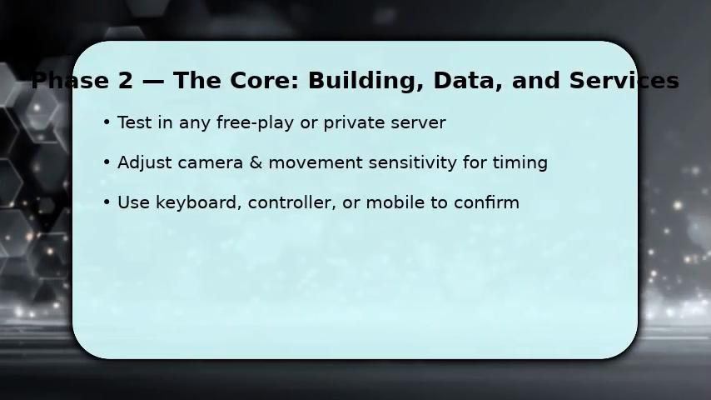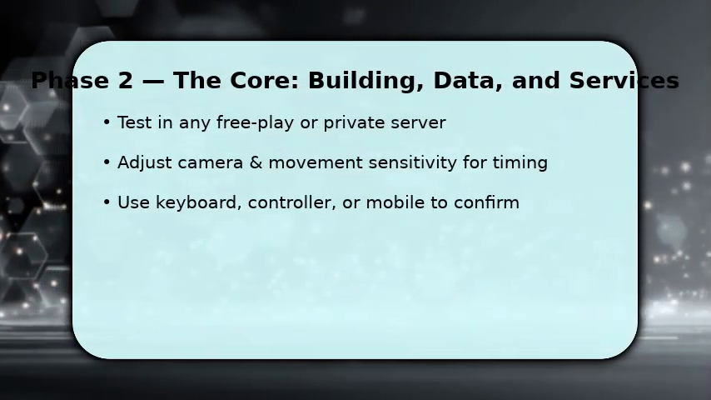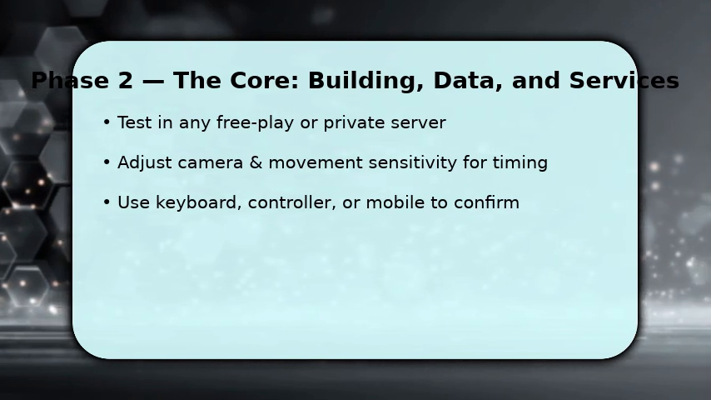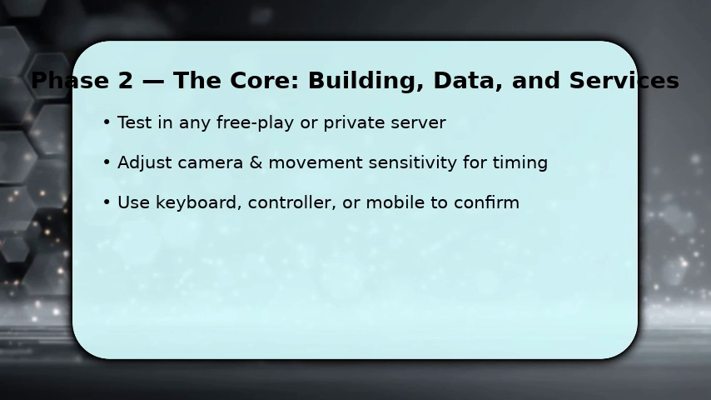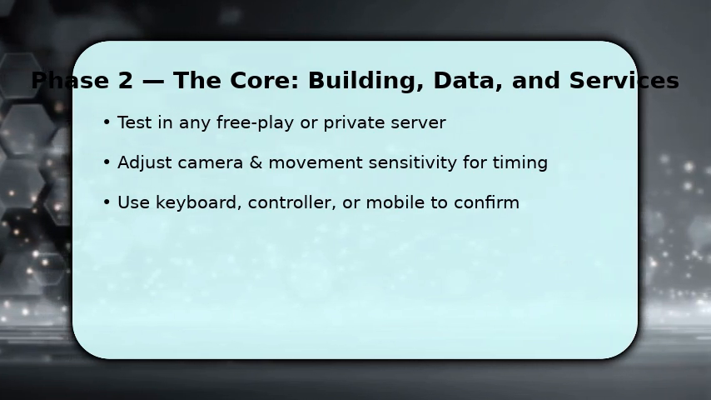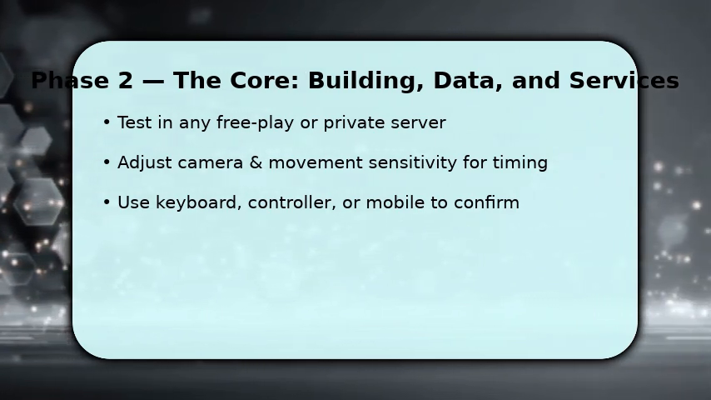Once auto jump is enabled in settings, enter any place to test it immediately. Walk towards small ledges and observe whether jumps trigger. Adjust camera and movement sensitivity to improve timing because tighter camera control reduces missed jumps.